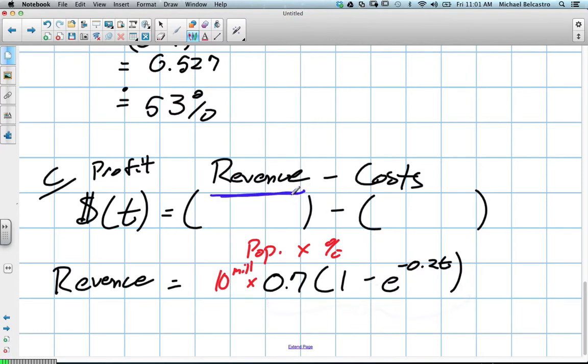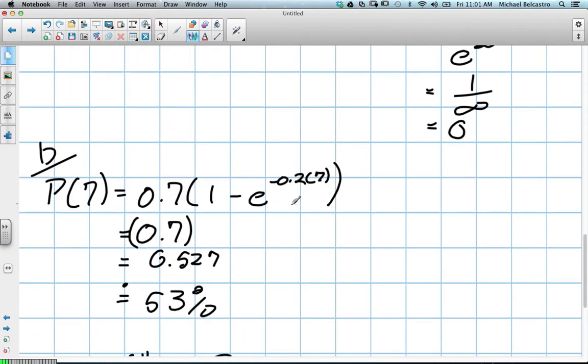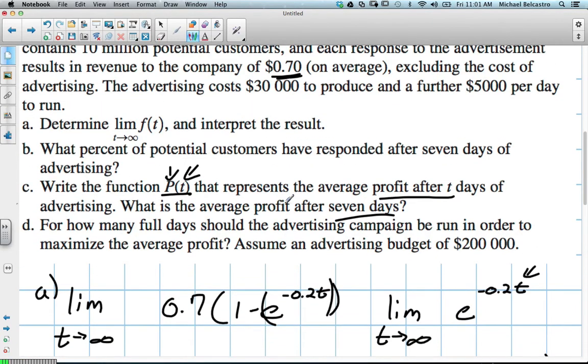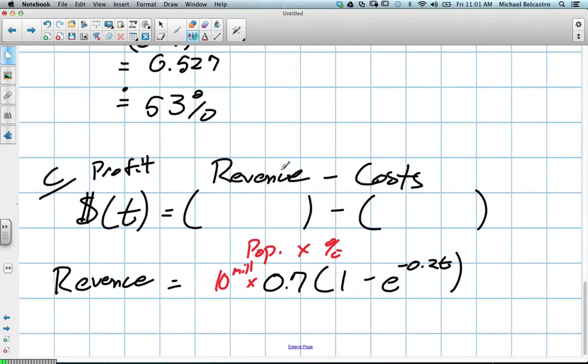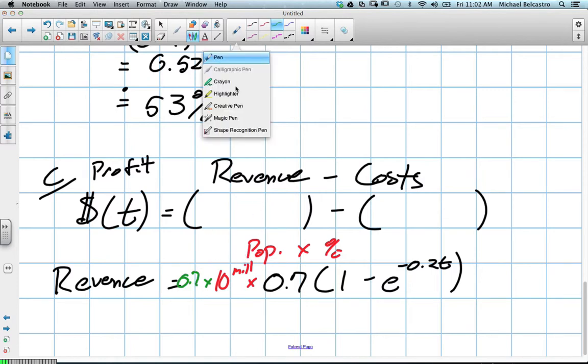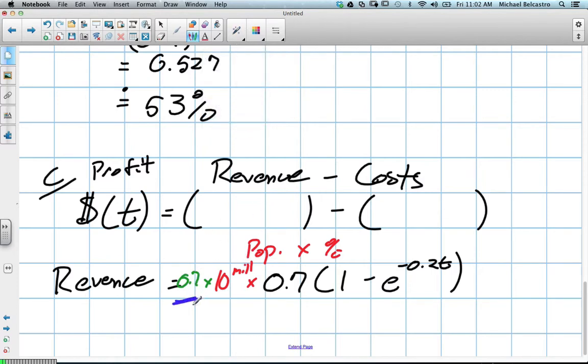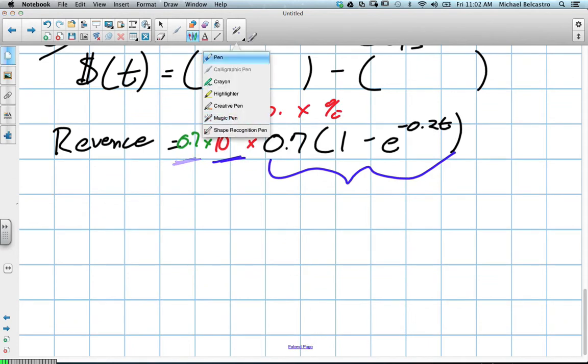From the people that are reached, the question says we get a specific revenue. If we jump up and take a look, it says that we get 70 cents on average for every person that's reached. We might reach some people and they don't pay anything, and we might reach others and they pay a lot more. So on average it earns 70 cents for every person reached. So we need to multiply our 70 cents times our 10 million people times our percentage for our revenue function alone.